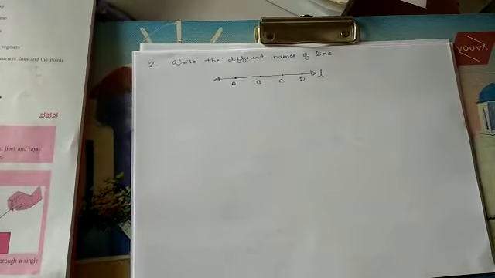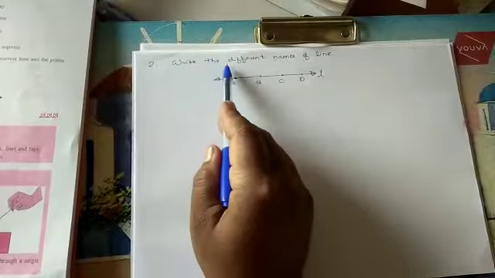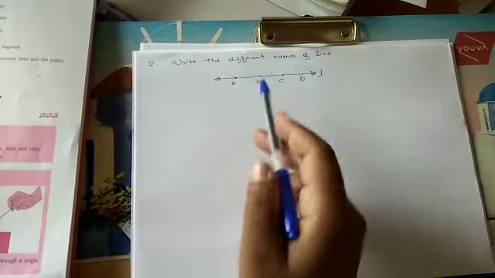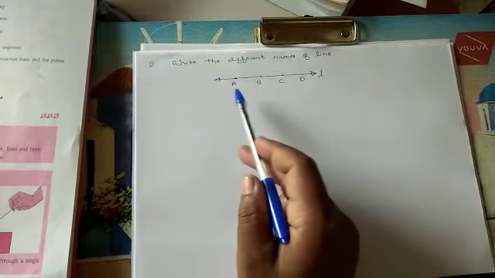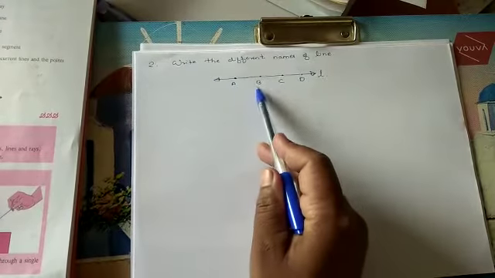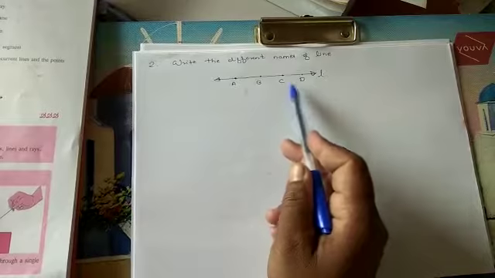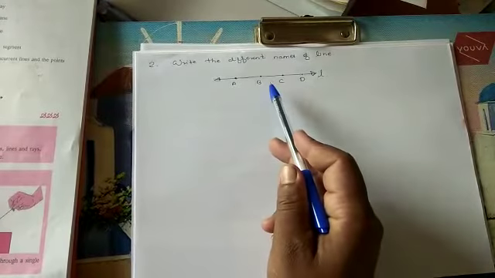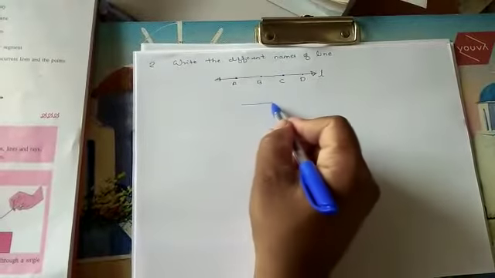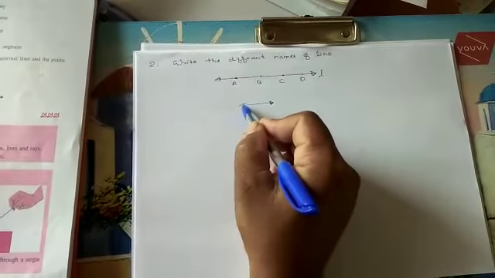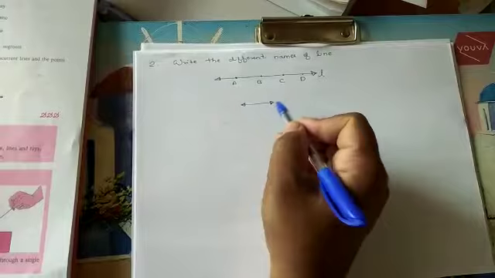Now the second question is: write the different names of line from this given figure. If you are observing, this is the line L on which the points A, B, C, D are there. All these points are collinear again. So for the names of line, we already know a line means what? Which can extend in both directions infinitely.